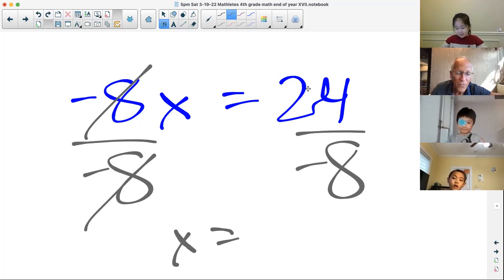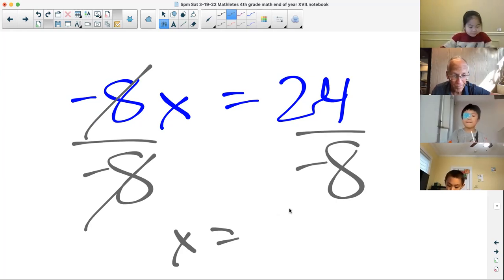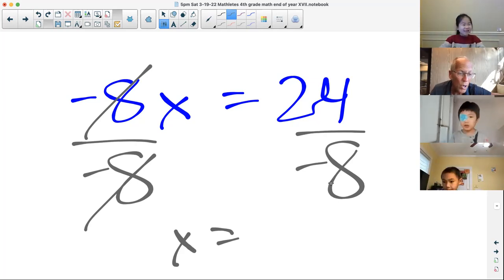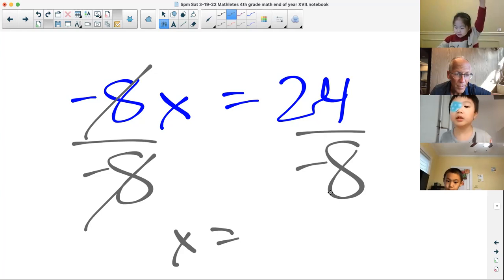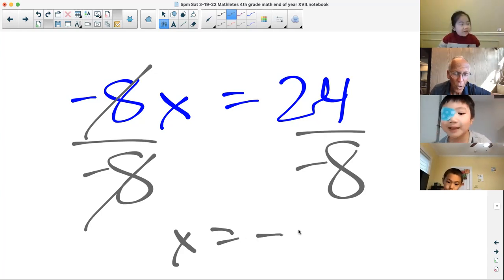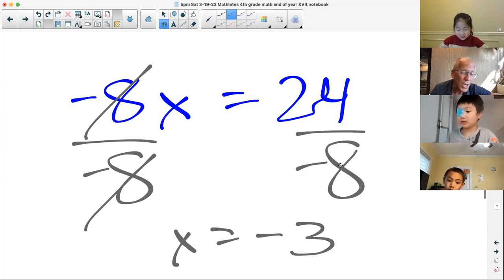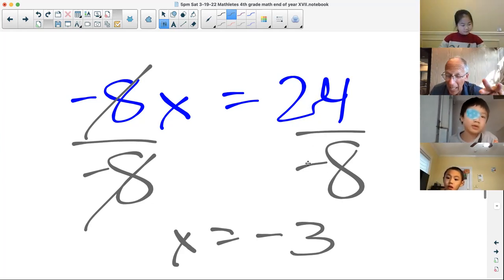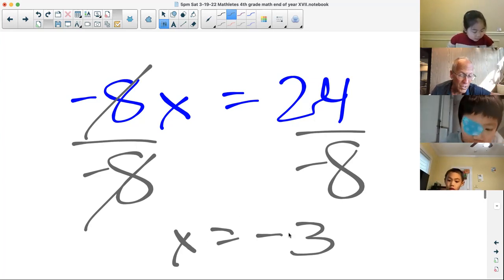Jason, what is 24 divided by -8? It is definitely not 5. Jason, 24 divided by -8. Eleanor, do you know it? -3. Of course. It's -3 because 8 goes into 24 3 times, but it's 24 divided by -8. Therefore, X equals -3.